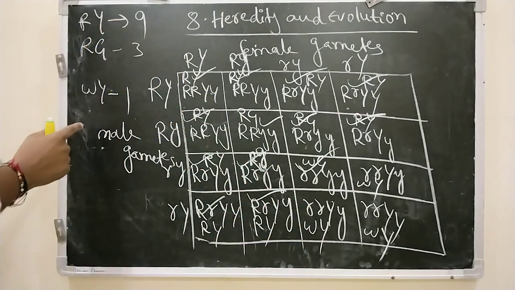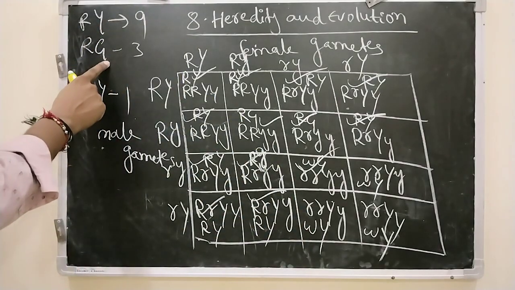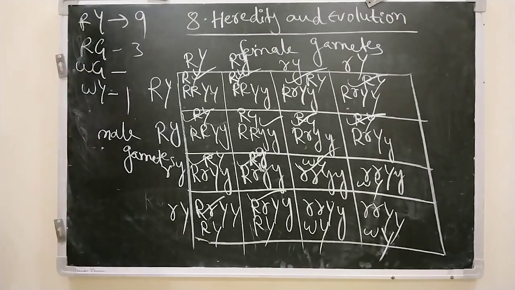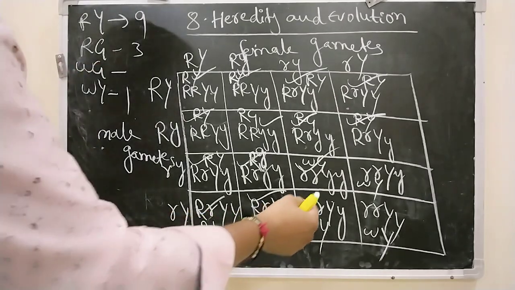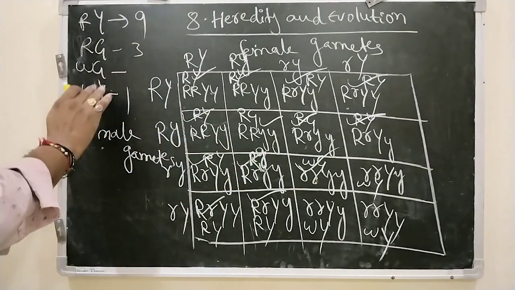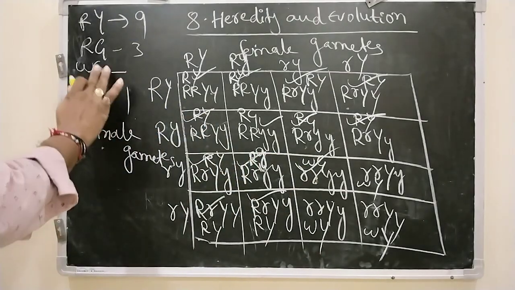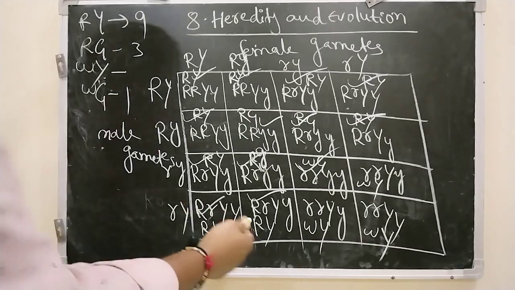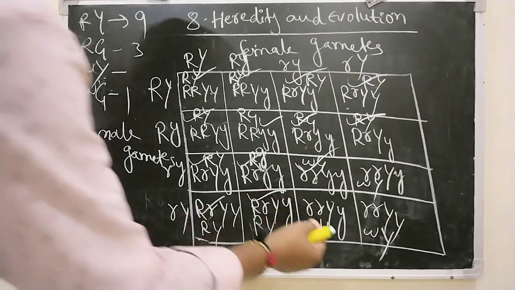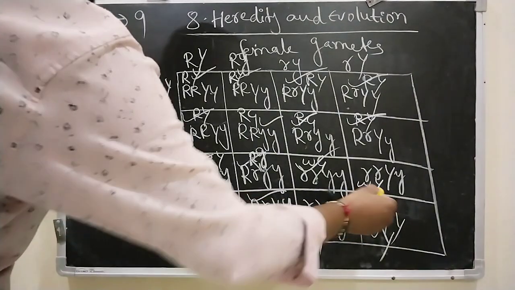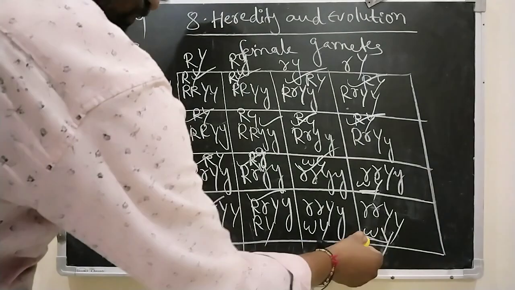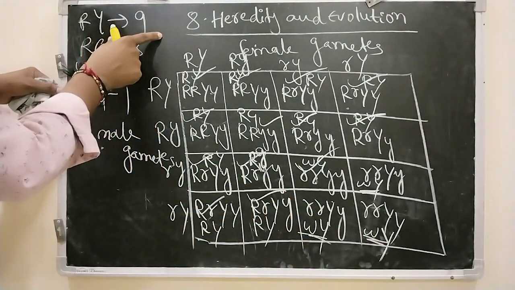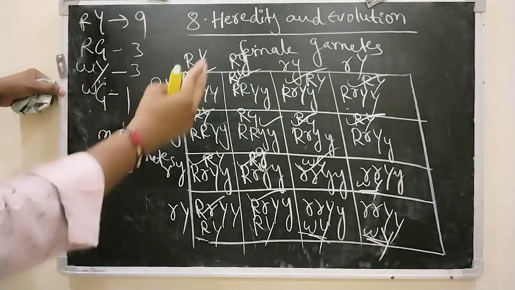Round yellow came, round green came, wrinkled yellow came, wrinkled green. So wrinkled green is only 1. Already we wrote here, wrinkled green is only 1. So here we have to write wrinkled yellow. So how many are there wrinkled yellow? 1, next 2 and 3. So 3. So the phenotypic ratio of a dihybrid cross, here we have taken 2 characters.